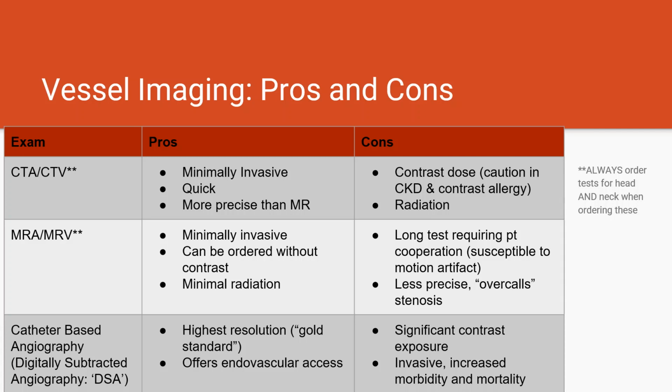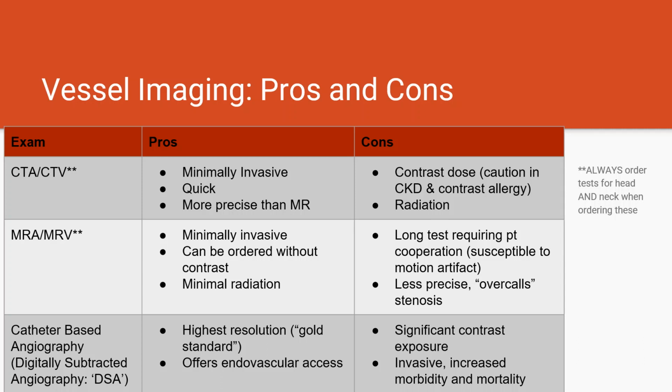They just use physics again to measure the water molecules in the flowing blood, which if you ask me is pretty nifty. And then of course the downsides of MRI vessel imaging is they're slow, they can't be used emergently, they're prone to artifact, and they do overcall stenosis like we mentioned.